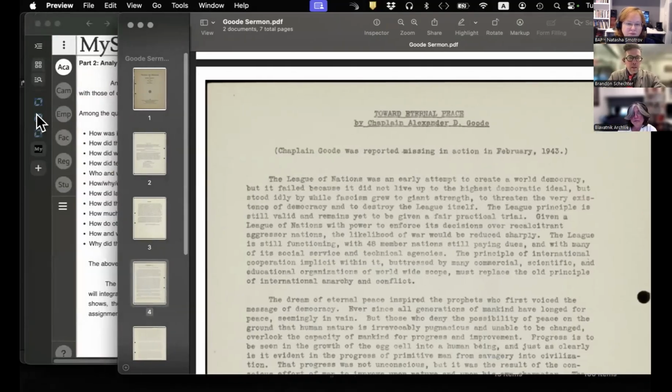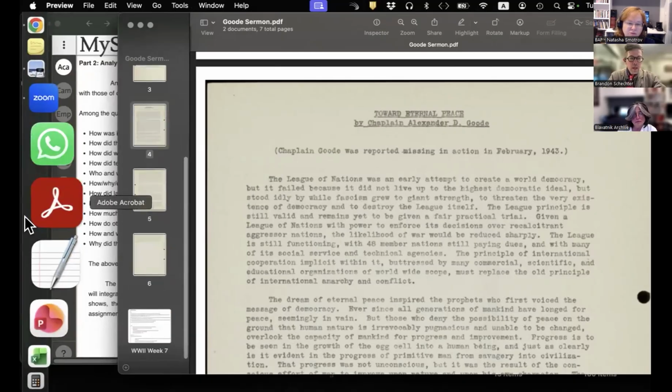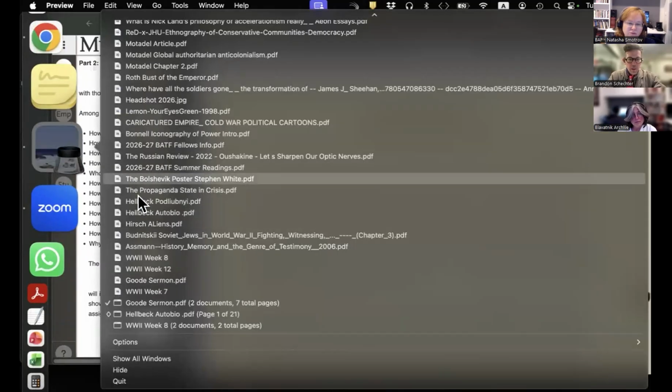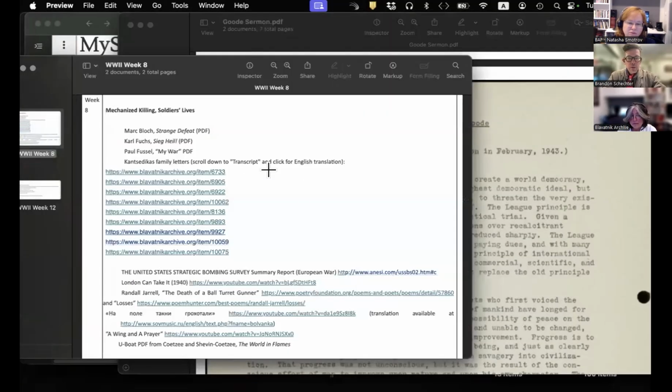Now, probably on somewhat more familiar territory, one of the other weeks of that course is a week in which I give basically accounts of what it's like to be a soldier in the Second World War. And in that, I have an excerpt from Marc Bloch's Strange Defeat, talking about what it was like to be in the French army getting destroyed in 1940. Karl Fuchs's Sieg Heil, which is a German tank officer in the invasion of Russia. Paul Fussell's My War, which is a very sardonic, very short thing about how much it sucked to be an American infantryman. And a curated list of nine of the Kostitsyn letters.